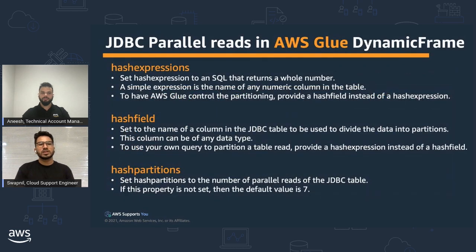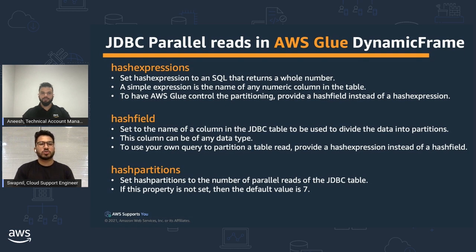So let's dive into more of the parallel parameters that can be used for JDBC read. Let me start with JDBC parallel reads in AWS Glue DynamicFrame. In Glue DynamicFrame, we have three parameters that will enable us to do a parallel read operation. They are hash expression, hash field, and hash partition. Customer can either use hash expression or hash field, and you do not need to specify both of these parameters.